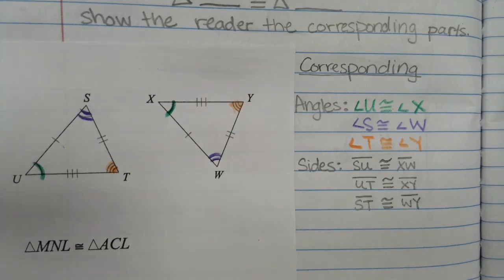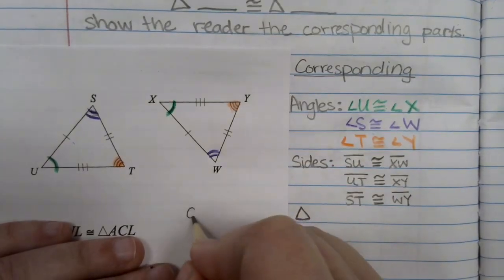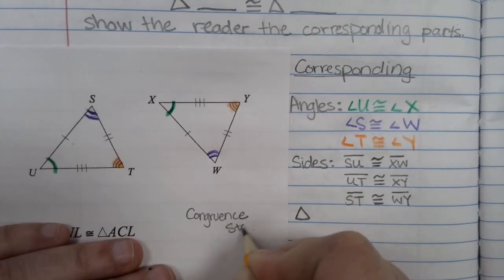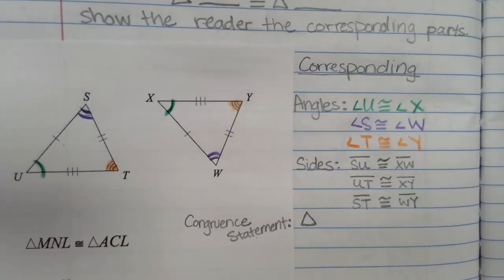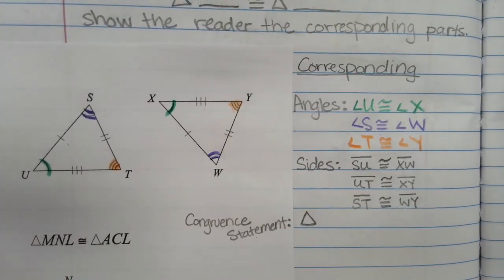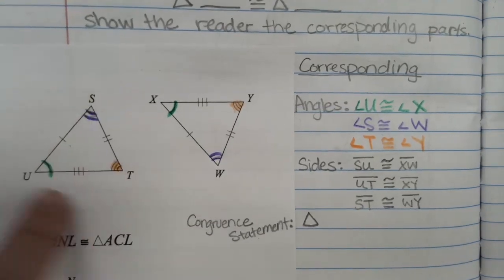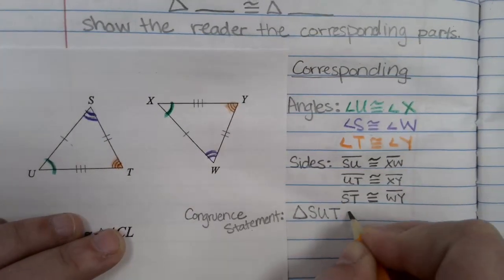Okay, so for our congruence statement, we're going to say triangle... I should actually write congruence statement here. Okay, congruence statement, triangle. Now the first one, it doesn't matter the order we put it in. We can name it however we want. So do we want UST, STU, TUS, TSU, SUT? Okay, triangle SUT is congruent with.